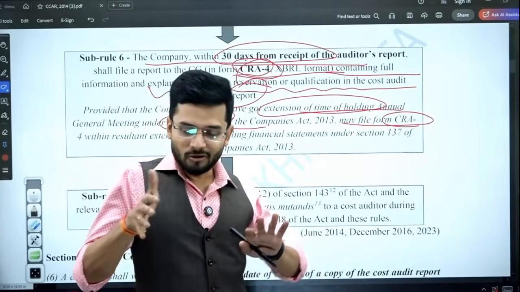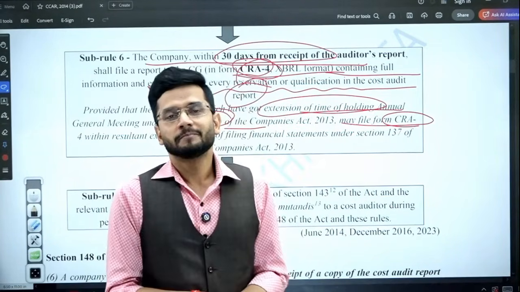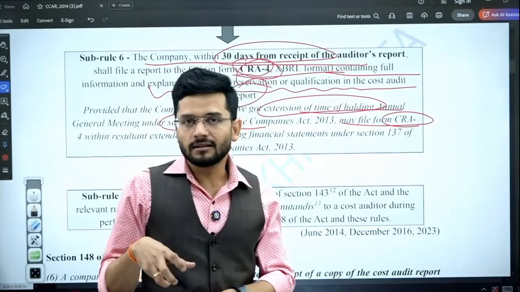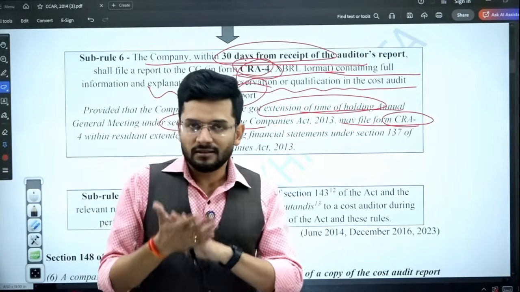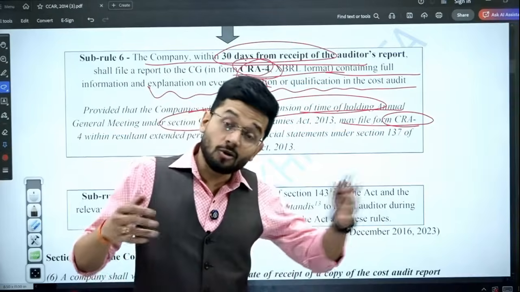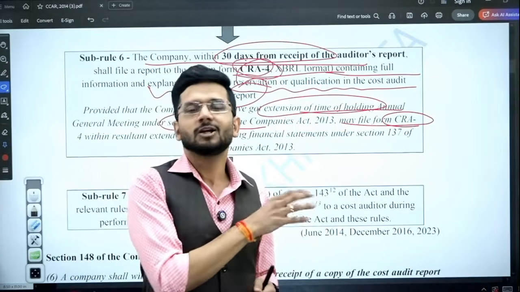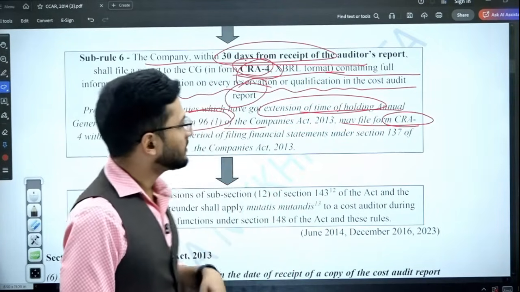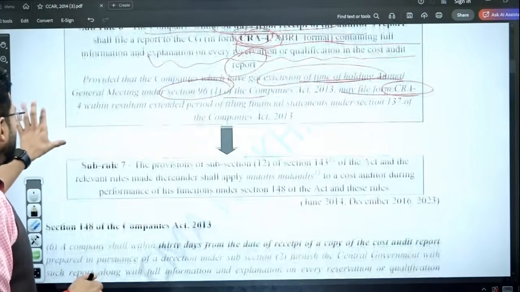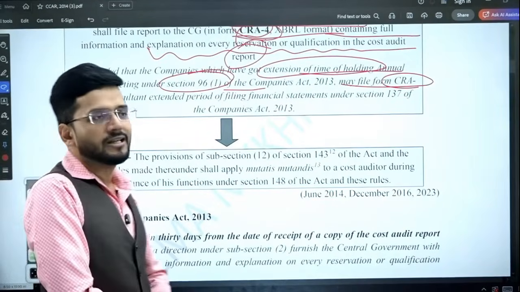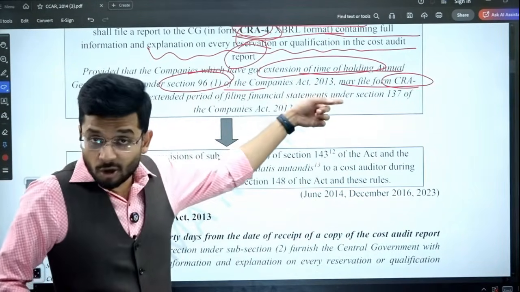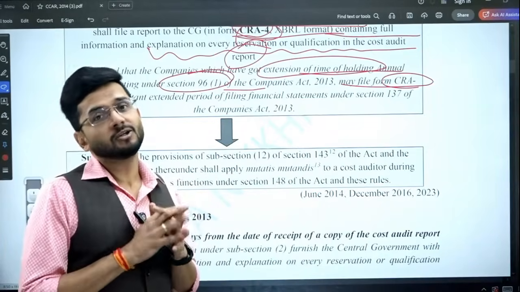Yes, cost audit always follows the financial audit. First the financial audit gets conducted and the financial audit report is seen by the cost auditor also, and then the cost auditor conducts his cost audit. So this sequence happens. So unless and until the financial audit report is ready, financial audit is closed, generally cost audit cannot be closed. So if extension is given to financial audit, cost audit is also extended to that extent.